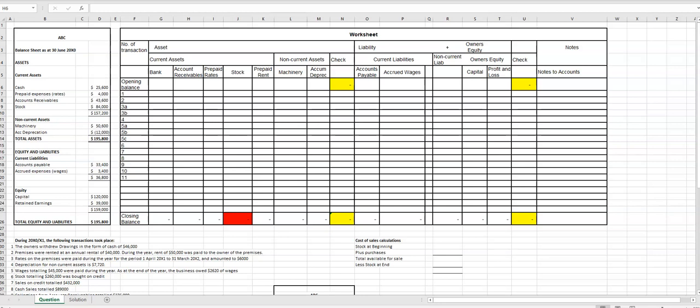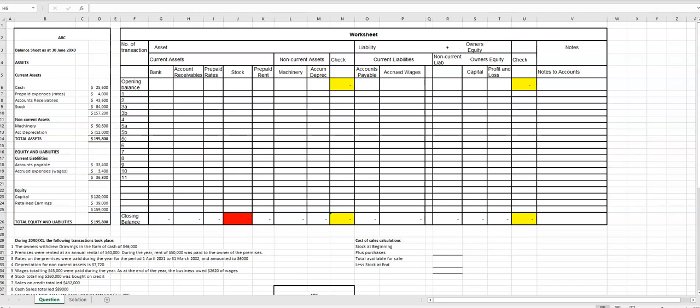Now, the best place to start when completing this kind of exercise is to start with the information which has already been given to you. So in this case, it's the opening balances. These opening balances are obtained from the previous year's balance sheet, as the closing balances of one period automatically become the opening balances of the next.